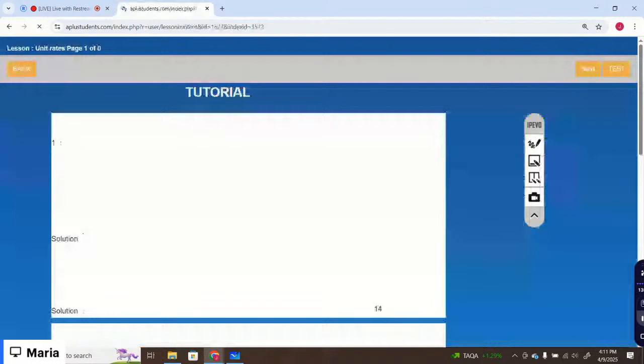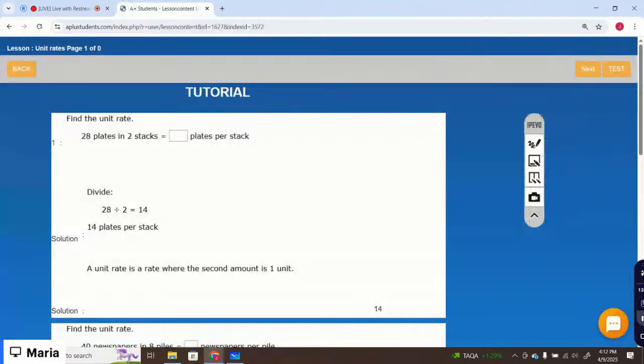The next lesson is unit rates. Let's start with the lesson. Find the unit rates. 28 plates in two stacks. So you need to find how many plates per stack. A unit rate is a rate where the second amount is 1 unit. Basically, when you have to calculate the price of one thing, that means you are going to calculate the unit rate. So 28 plates in two stacks, you need to calculate how many plates per stack. So you have to divide 28 by 2. So 28 divided by 2 is 14.